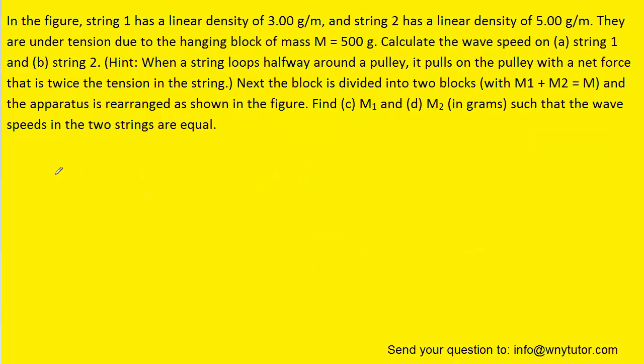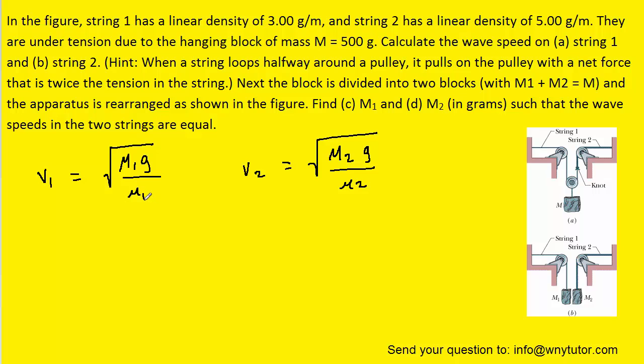For parts C and D, we're going to set up two different equations for the speed of the wave on string 1 and string 2. Notice that these equations are similar to the speed equation that we used in part A. The difference here is that we don't have the factor of 2 in the denominator, because if we look carefully at the picture, each string is fully supporting the weight of its respective mass.